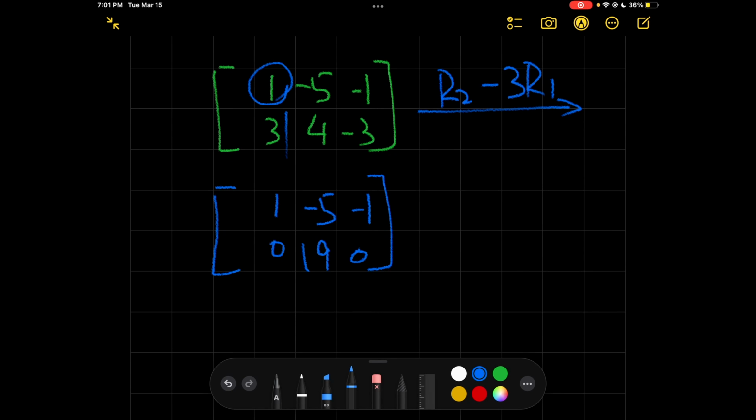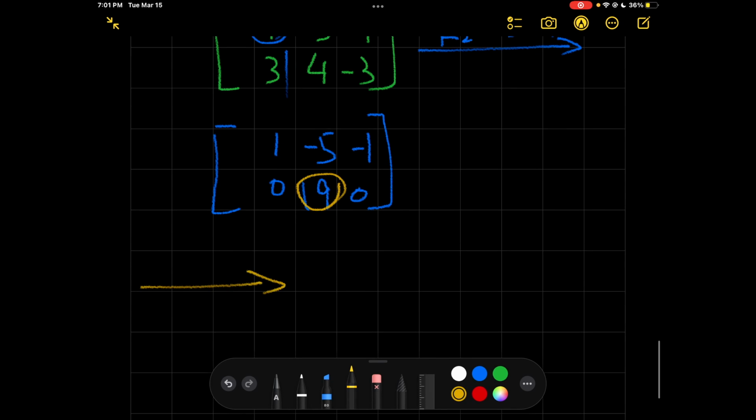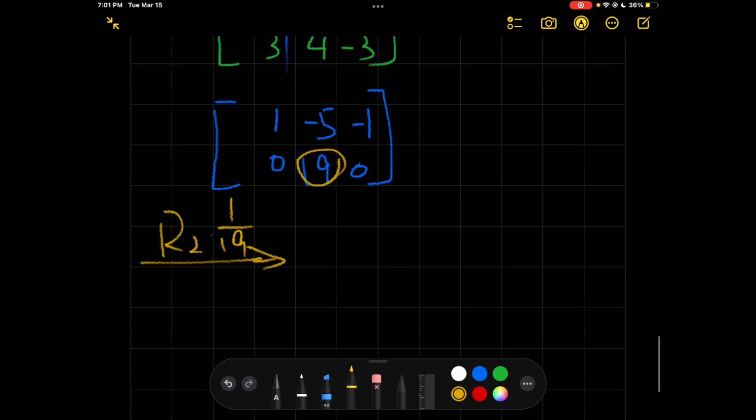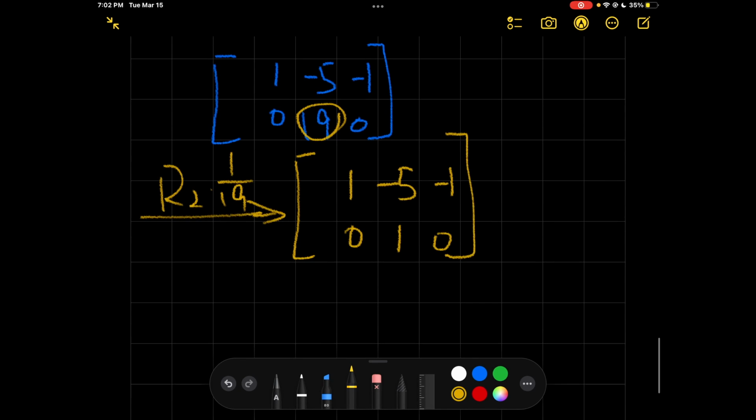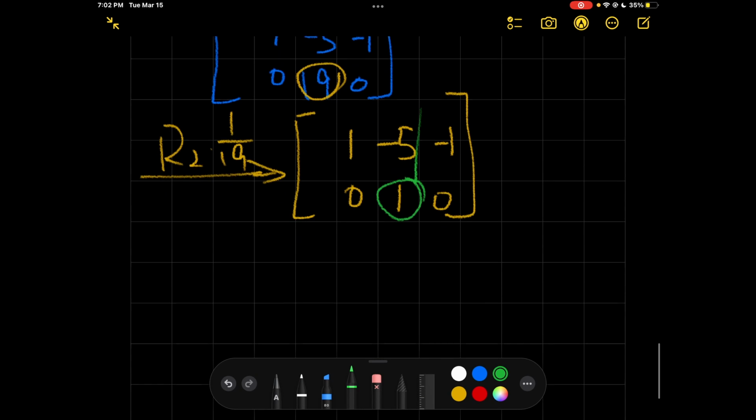And at this point, we want to find another leading 1. And what we can do is work with this one. We can just multiply row 2 by 1/19. So we get 1, -5, -1, and 0, 1, and 0. And now we got another pivot point, and we try to knock out.